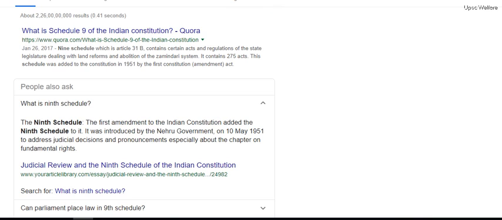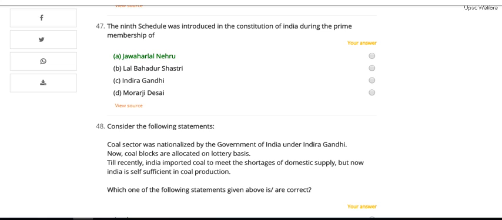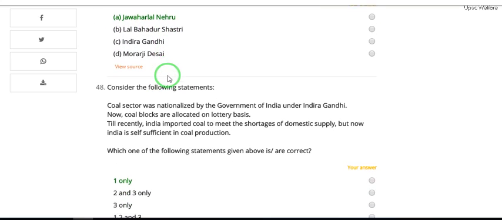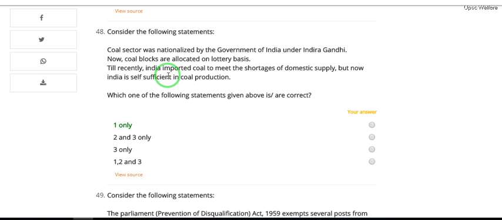Now the Constitution. So where I was, now see, 47 is going to be A. Now see actually question number 48. 48 is going to be 1. Why? Because the coal sector was nationalized by the government of India under the Indira Gandhi administration, and now the coal blocks are allocated on a lottery basis. So it's going to be a wrong option here.